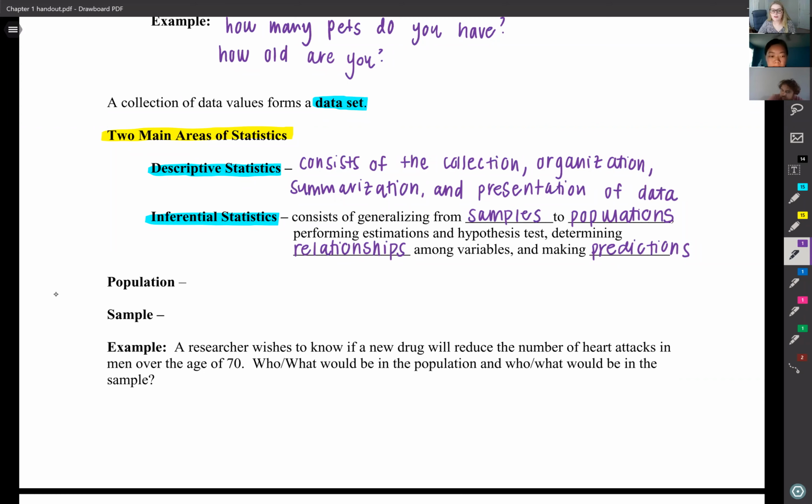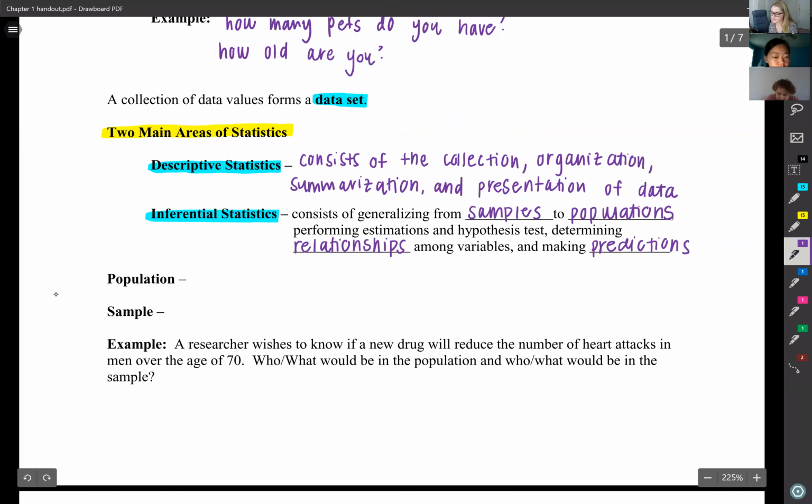Something that I mentioned in the definition of inferential statistics was the idea of generalizing from a sample to a population. If you've never seen these words before or done statistics, that might sound a little weird. So let's define the difference between the population and the sample.